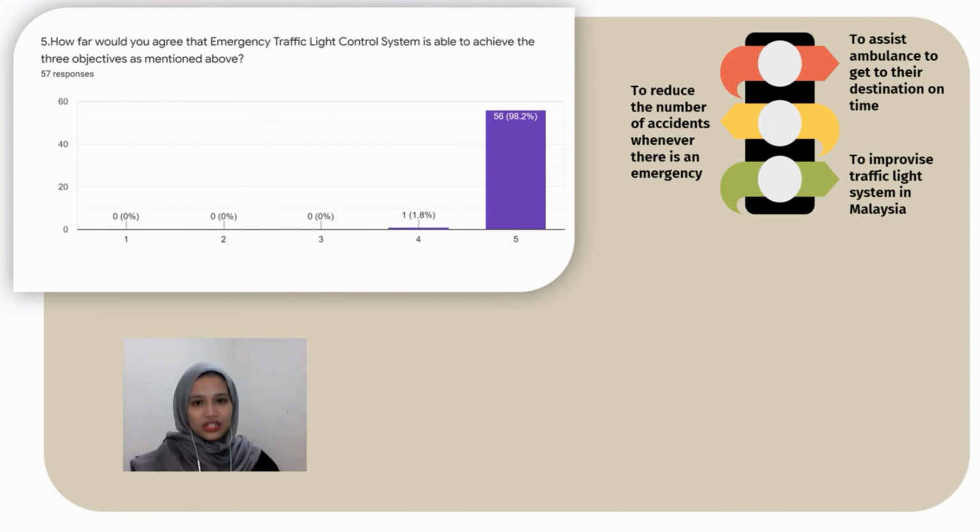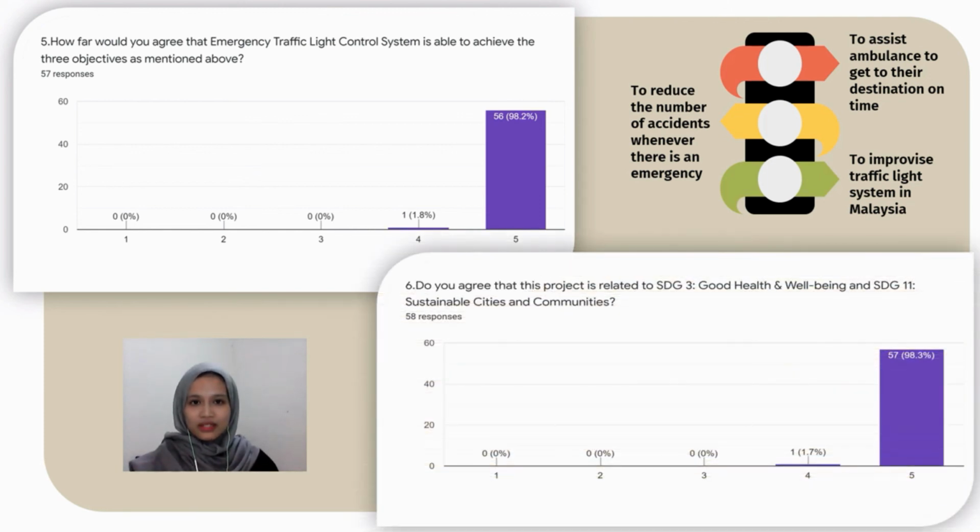For the next question, we also asked our respondents whether they agree that our project is related to Sustainable Development Goals 3, Good Health and Well-being, and Sustainable Development Goal 11, which is Sustainable Cities and Communities. And again, 98.3% answered that they strongly agree that our project pretty much related to both SDGs.